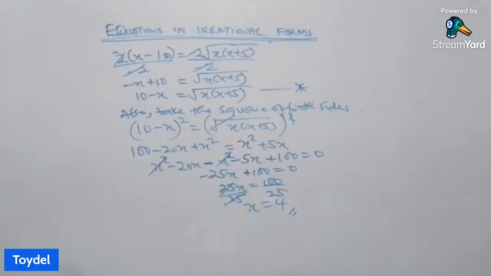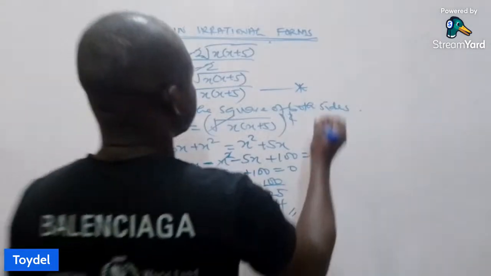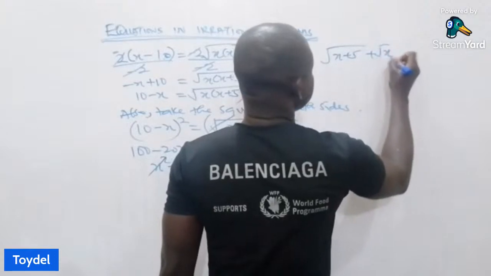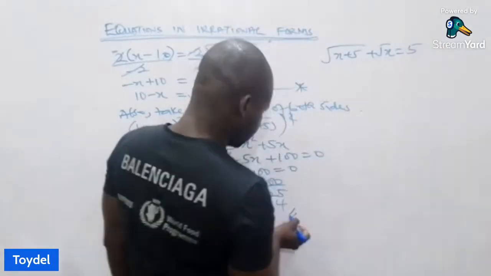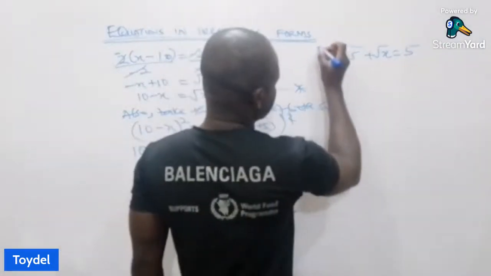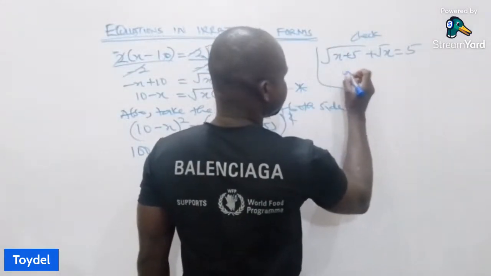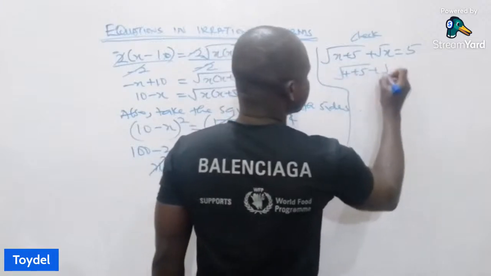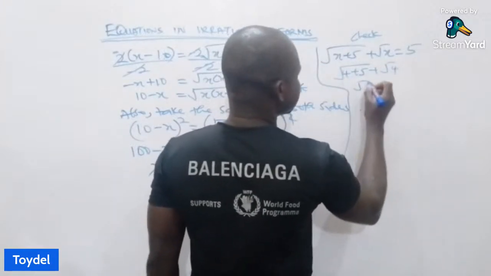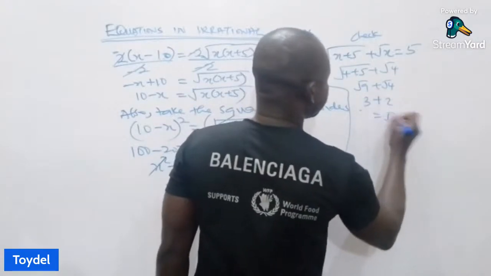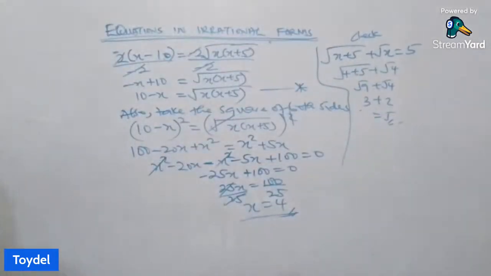Of course, we can check our answer if it is right or not, because this is what we are given. We are given square root of x plus 5 plus square root of x to be equal to 5. So if x is equal to 4, then we are trying to check if we are right or wrong. 4 plus 5 is 9. Square root of 9 plus square root of 4. Square root of 9 is 3, of 4 is 2, and it's 5. So it shows that we are actually correct.